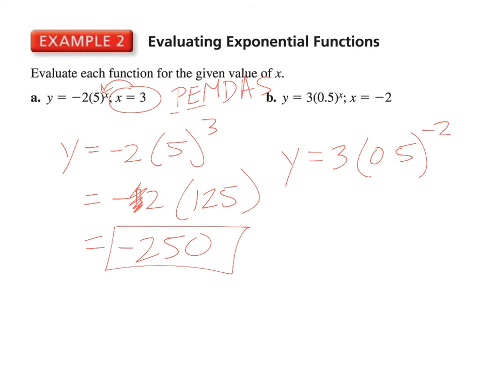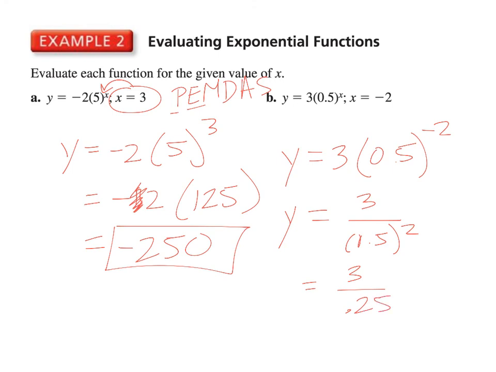How do you raise something to a negative power? Well, based off of what we learned in previous lessons, I could convert this into a positive power by bringing it down to the denominator position. So now it's positive. So now I have 0.5 times 0.5, which would be 0.25.